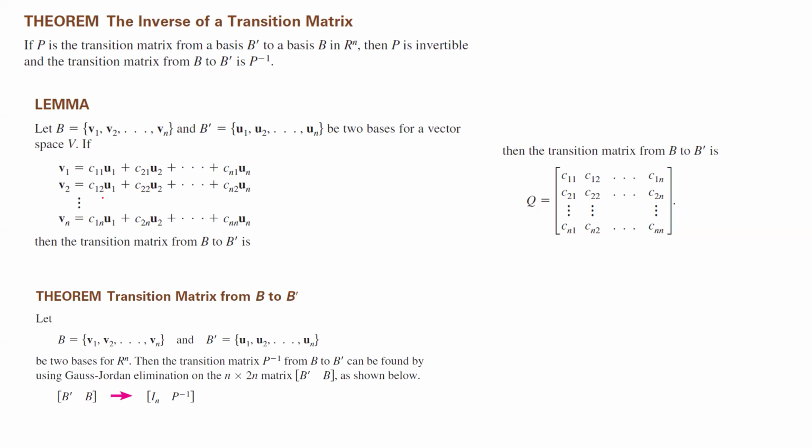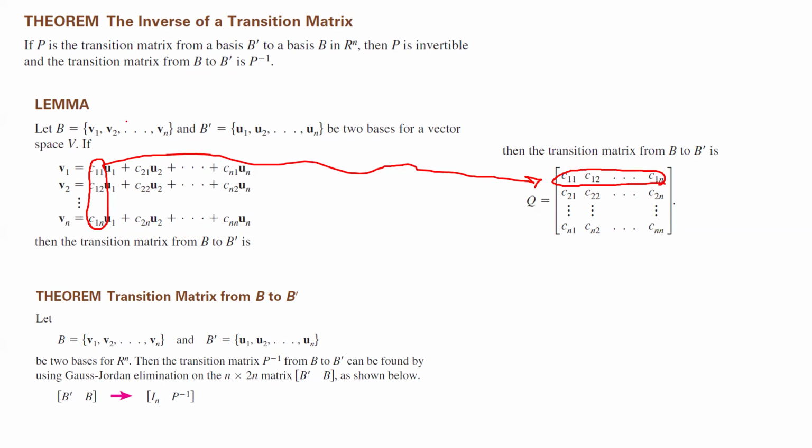You're basically just listing the scalars. Here, take a look, guys. Here you have c11, c12, ..., c1n, all right? So you are taking the scalars of u1 and you are forming the very first row of your matrix. Then you're taking the scalars of u2 and forming the second row of the matrix, and so on. So that's how you can easily construct the transition matrix from B to B prime.